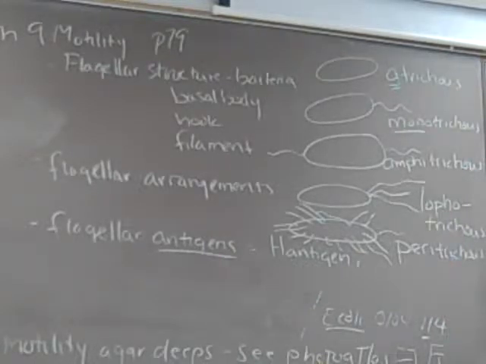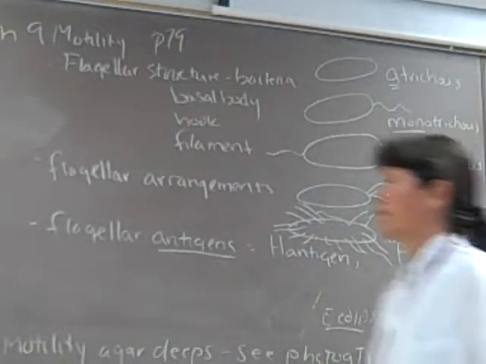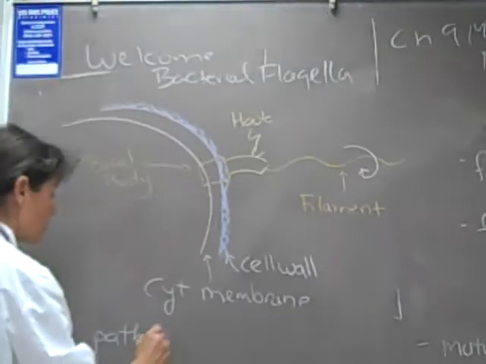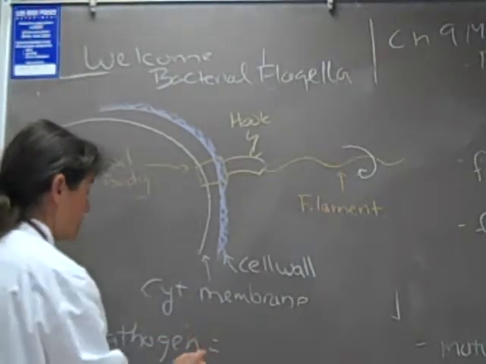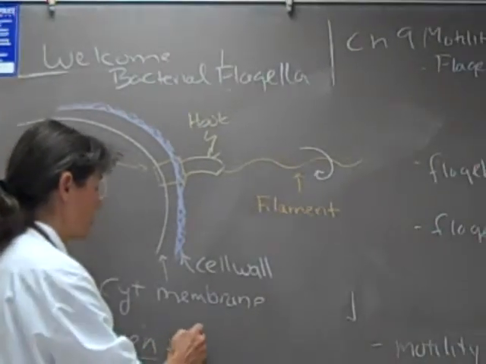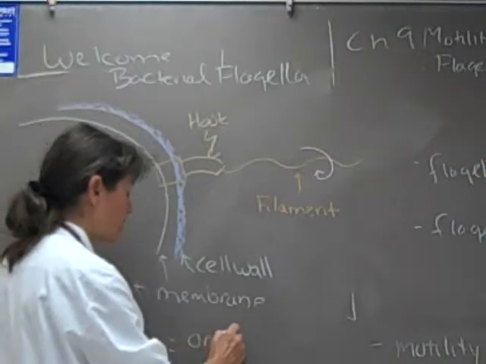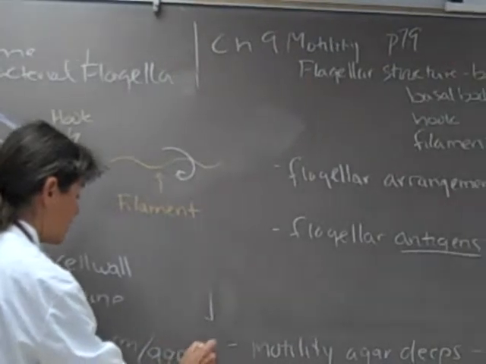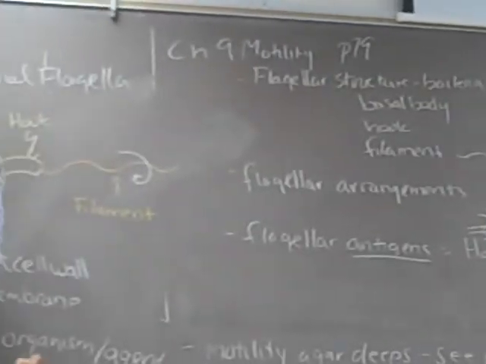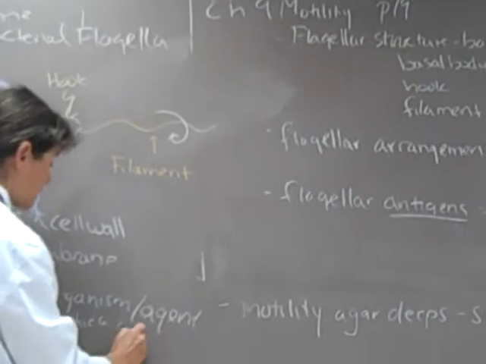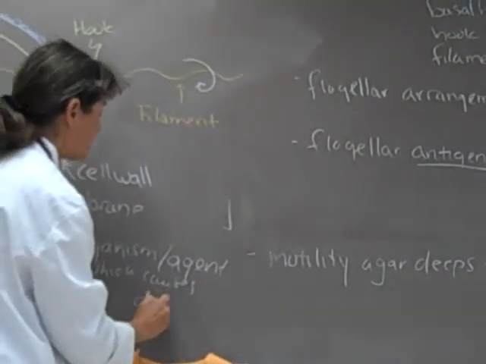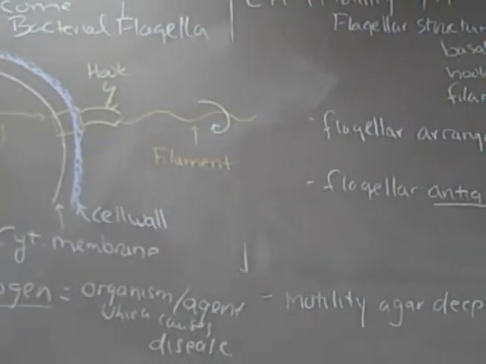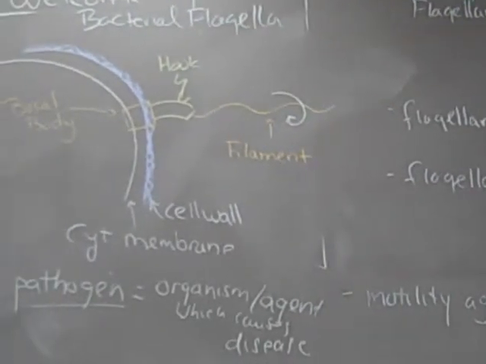Student: What's the difference between an antigen and a pathogen? Okay, a pathogen is an organism or microbial agent that causes disease. A pathogen is an organism or an agent that can cause disease and invade another organism. Student: Doesn't it cause an immune response like an antigen does? It causes disease. And you're absolutely right, most pathogens are also antigenic in that they'll trigger an immune response.